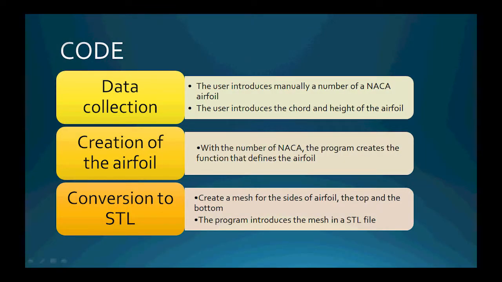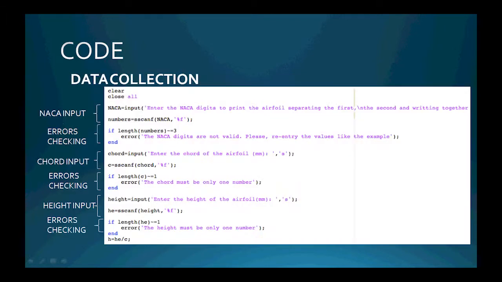It has three different parts: the data collection, the creation of the airfoil, defining the upper and lower functions, and the conversion of it to an STL file. The user is asked for three parameters, which are the NACA number, the chord, and the height. If any is introduced wrong, the program shows an error message and the process must be started again with the correct values.